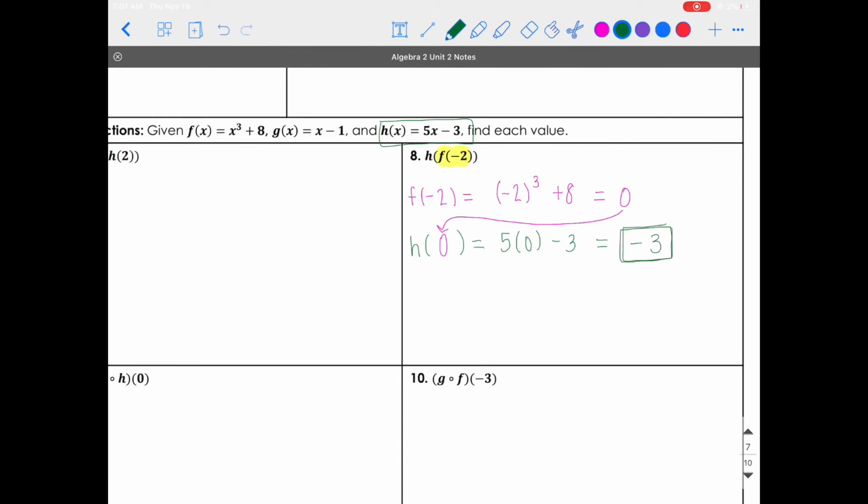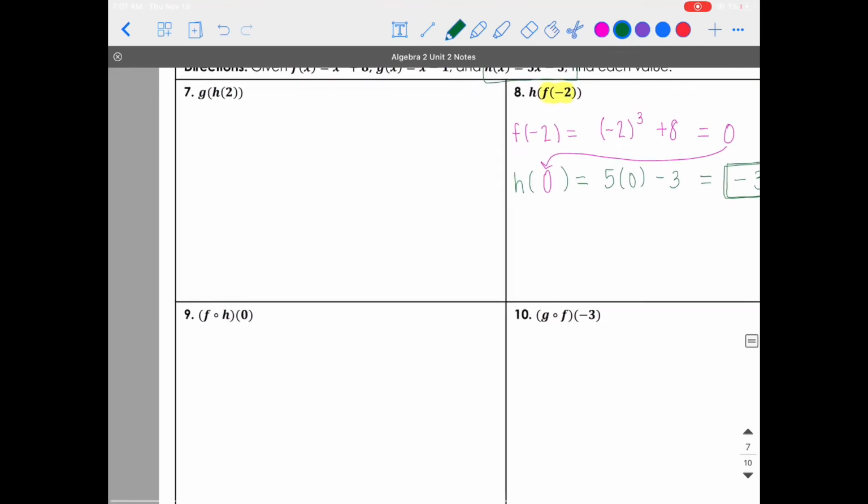With composition of functions, you don't take that 0 and add it to the negative 3 or multiply it or divide. That 0, we use that in the h function. So when you're doing composition, so composition is when you have one inside of the other, that last number you get is your answer. Okay.